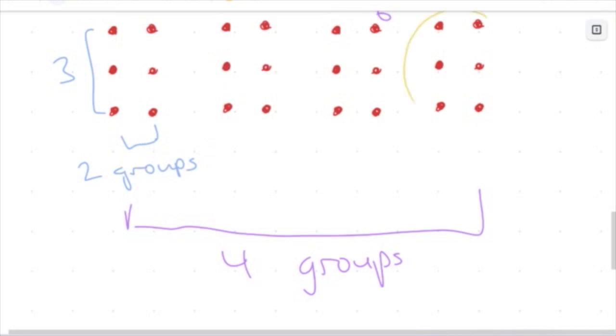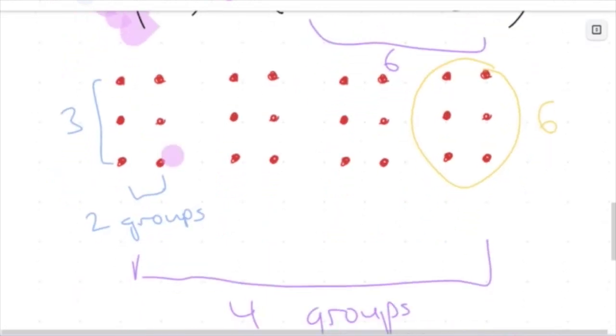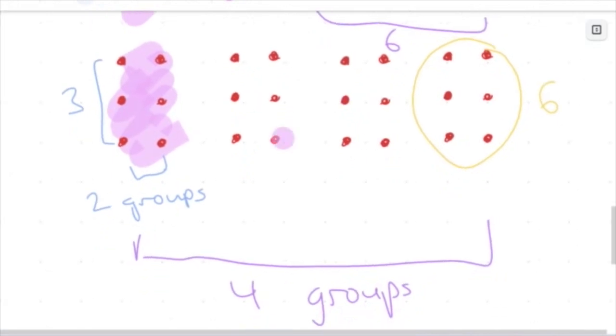I have 4 groups of 1, 2, 3, 4, 5, 6. I have my 4 groups of 6. Hopefully you can see that I've just taken my thing here, 2 times 3. I've done that multiplication first, and I've ended up with this here. And now taking 4 lots of that, 4 groups of that, I've gone 1, 2, 3, 4 groups of the 6 red dots that I figured out before.